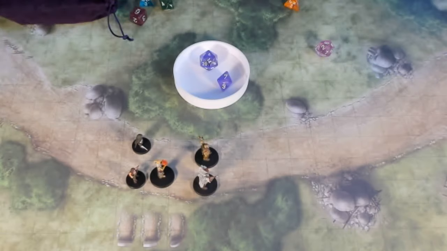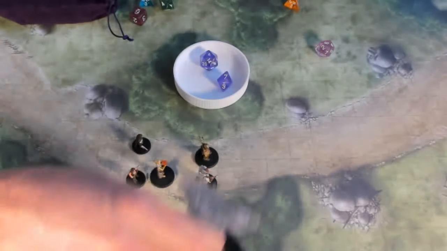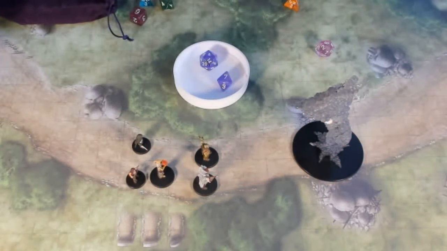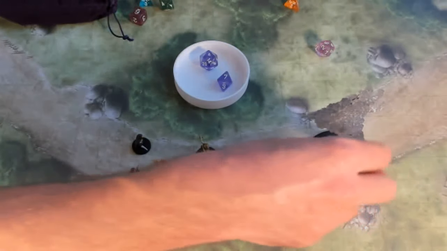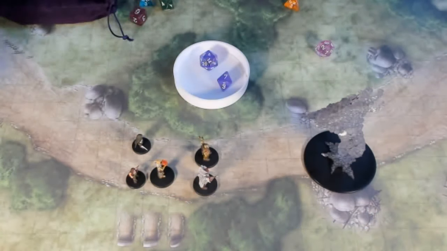Bardic Inspiration won't help with a stealth check for your Cleric if you're traveling over a long period of time from one place to another, because you're dealing with hours and Bardic Inspiration only lasts for 10 minutes. But I use it, I apply it, that's a 10. Now the passive perception of our air elemental is 10, and our Cleric got 10.